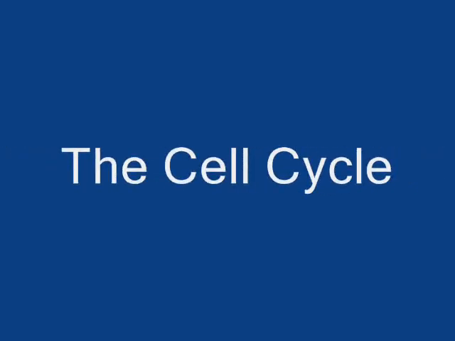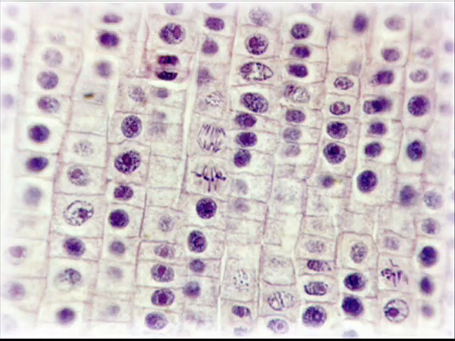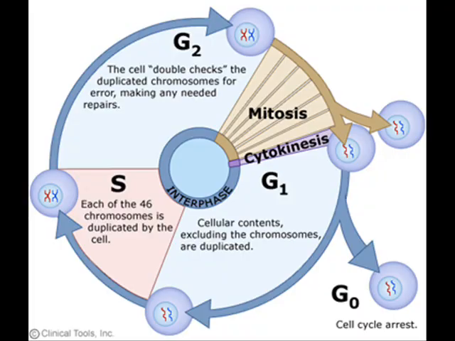The cell cycle is a repeating sequence of cellular growth and division during the life of a cell. The cell cycle is made up of 5 phases. The first 3 phases together are known as interphase. The remaining 2 phases make up cell division. During interphase, the cell is not dividing.